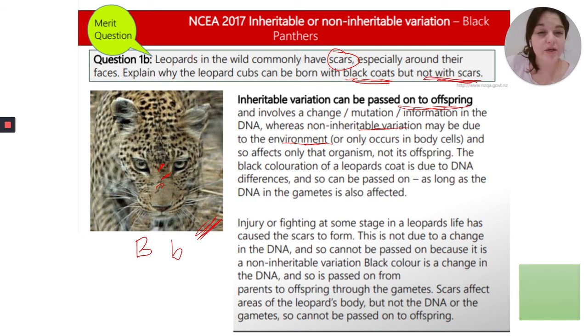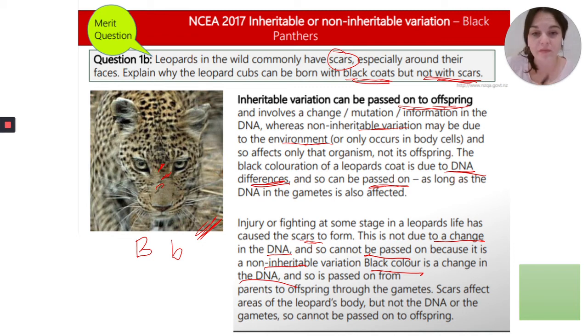So the black coloration of the leopard's coat is due to DNA differences. You can really see the key point here is it's encoded for in DNA, which means it can be passed on. However, injury or fighting has caused the scars to form, which does not change the DNA, so we can't pass it on. That means it's non-inheritable. Whereas the black colour was a change in the DNA, so you could actually pass that on, a different base sequence. Think back to the first third of this topic we were looking at.